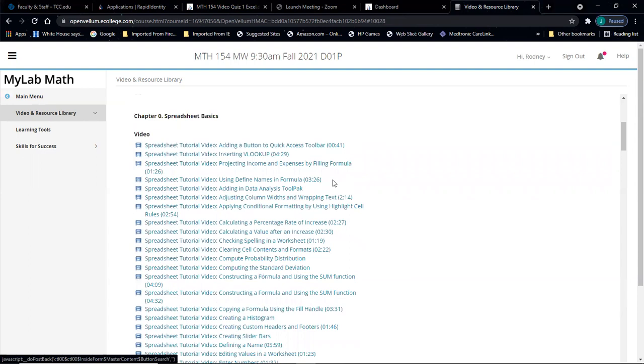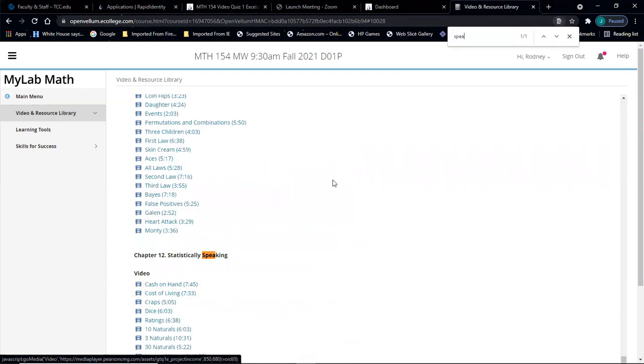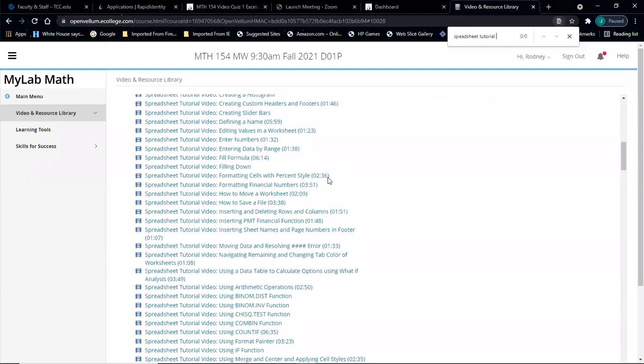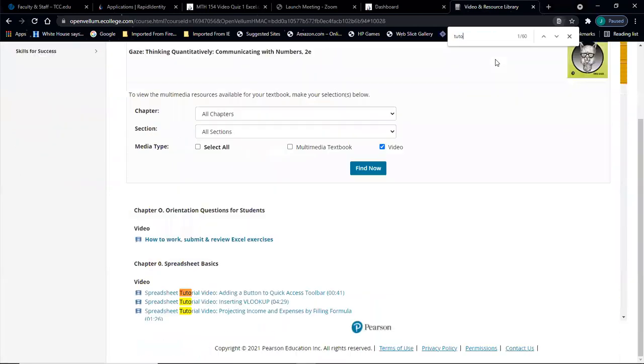Also, if you hit Control F on your keyboard, you can type that out. Spreadsheet tutorial. Sorry for all that sound. Did I type something wrong? Is it just not working? I guess it doesn't work in this. Maybe it's because I got Zoom up. Maybe I had a typo.